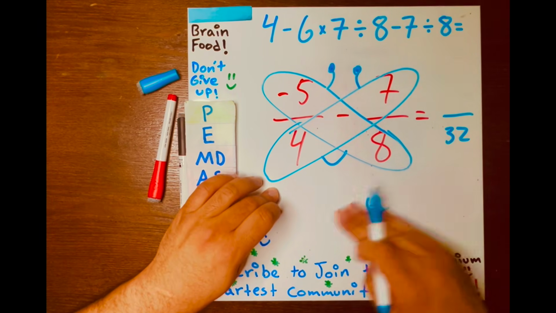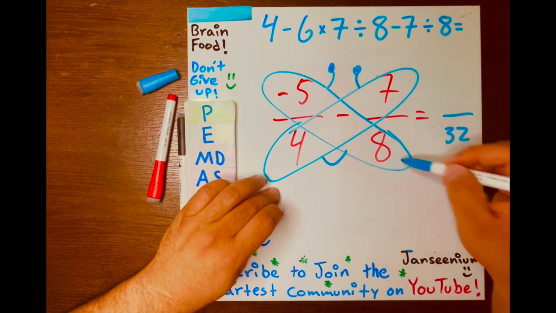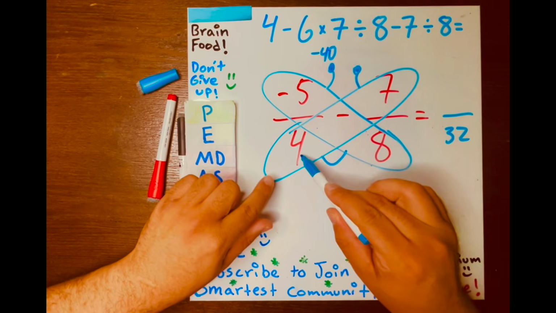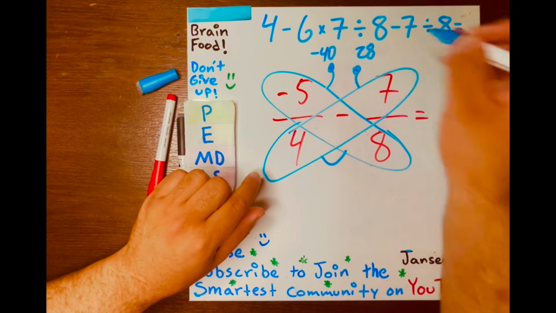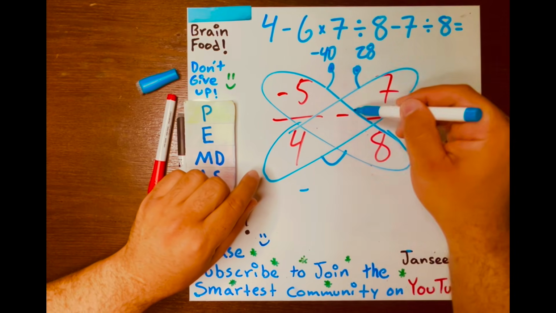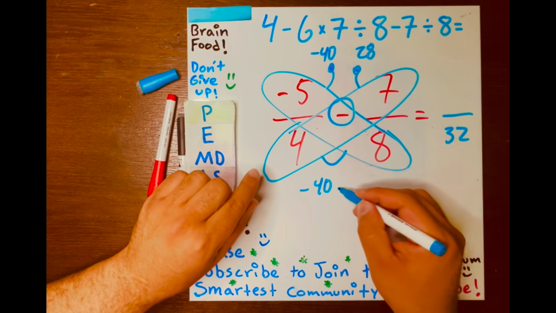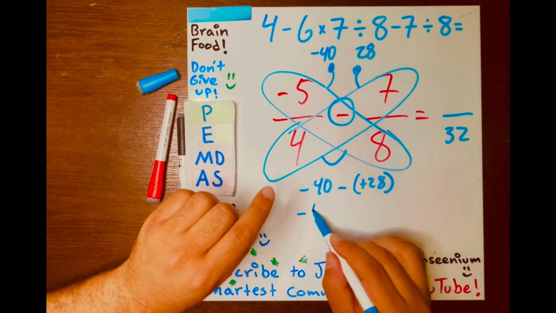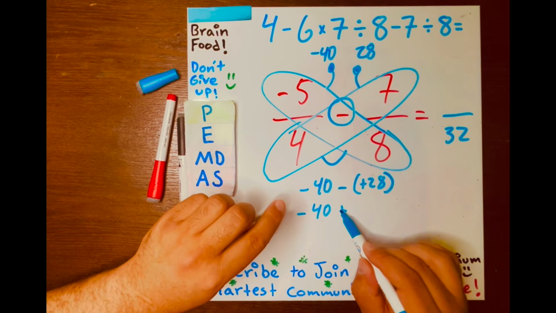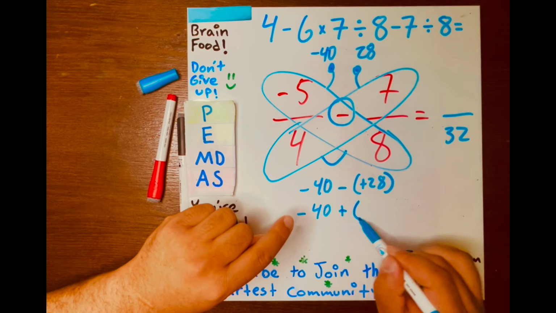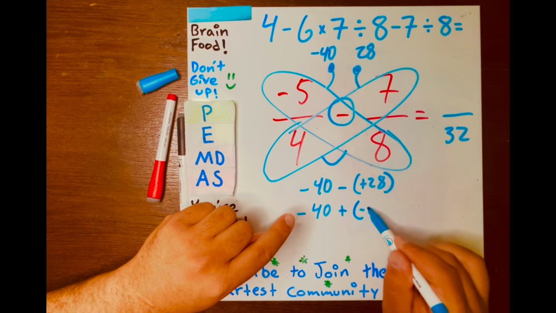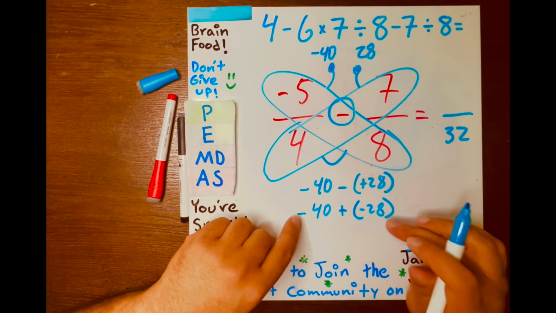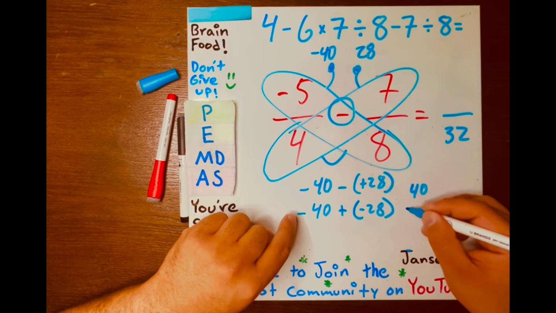And next, I multiply negative 5 times 8, so that's negative 40. Don't forget the negative sign next to the 5. 4 times 7 is 28. Next, I subtract negative 40 minus positive 28, and then change it to addition. I keep the first number, change the operation from subtraction to addition, and change the sign from positive to negative. So it's negative 28. Then you apply the addition rule, which states that any time you're adding two numbers with the same sign, just add them and keep the same sign.